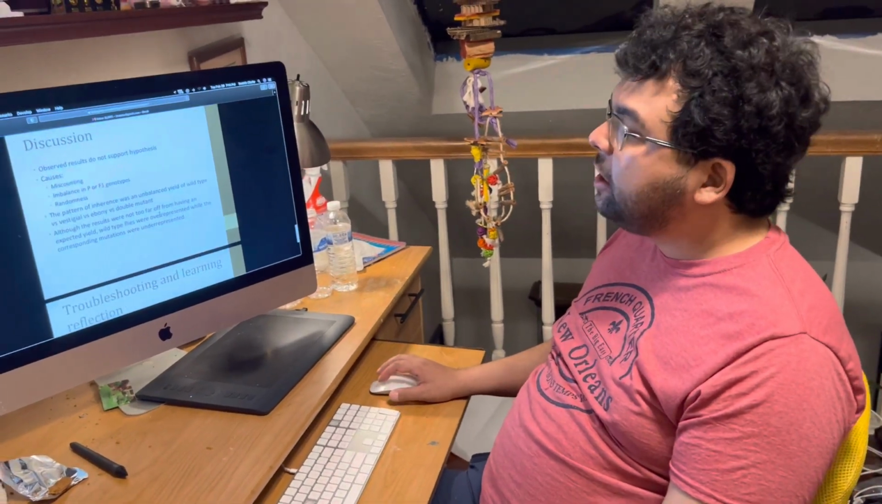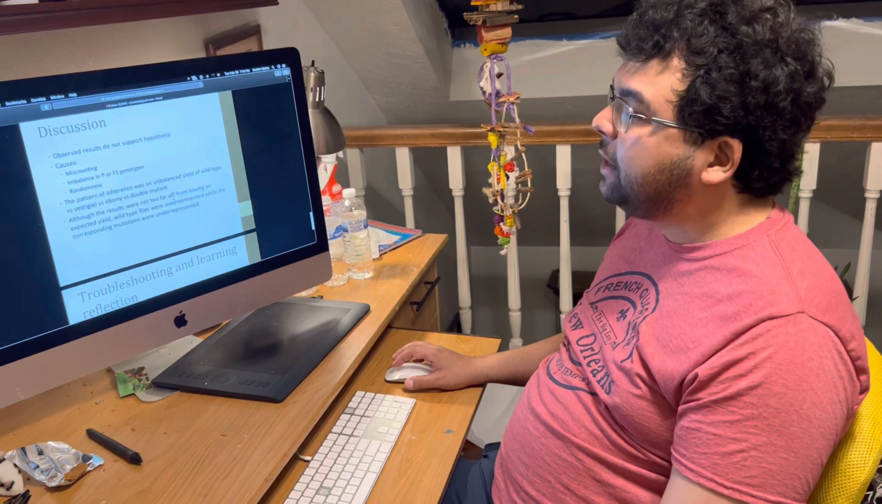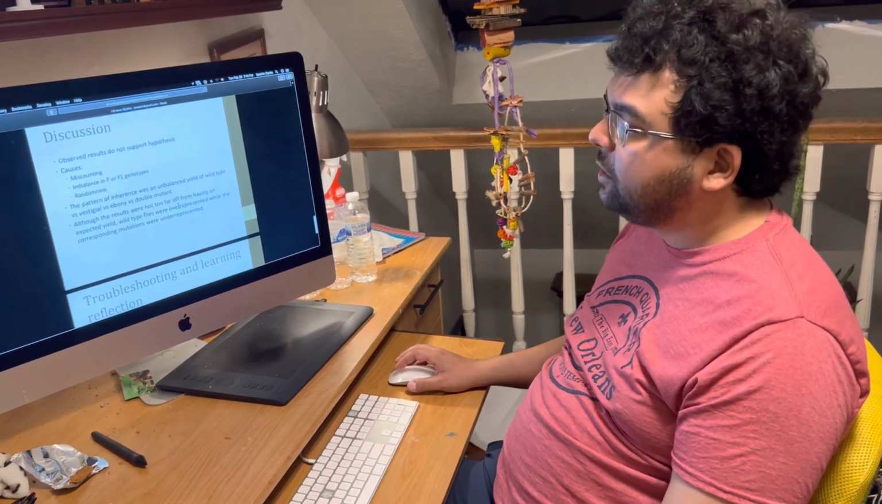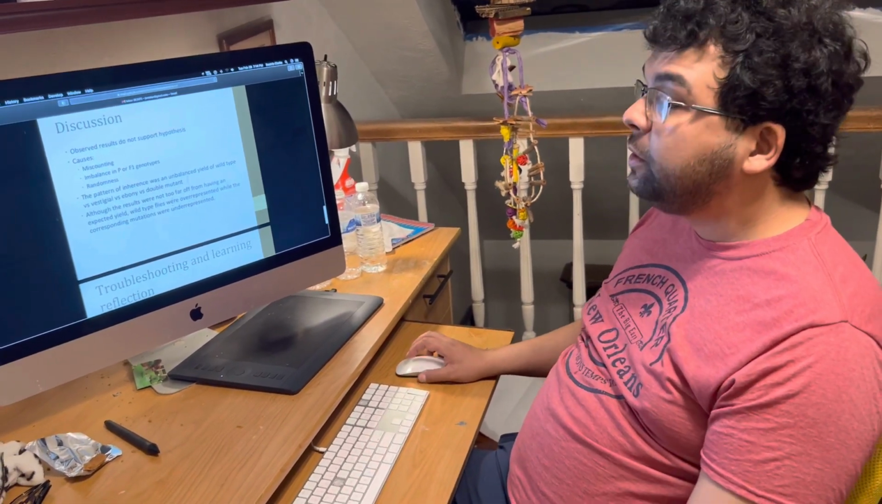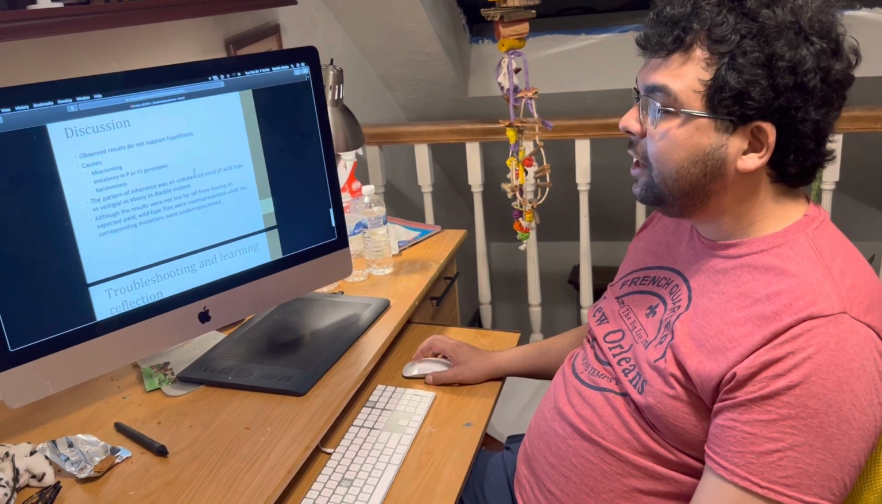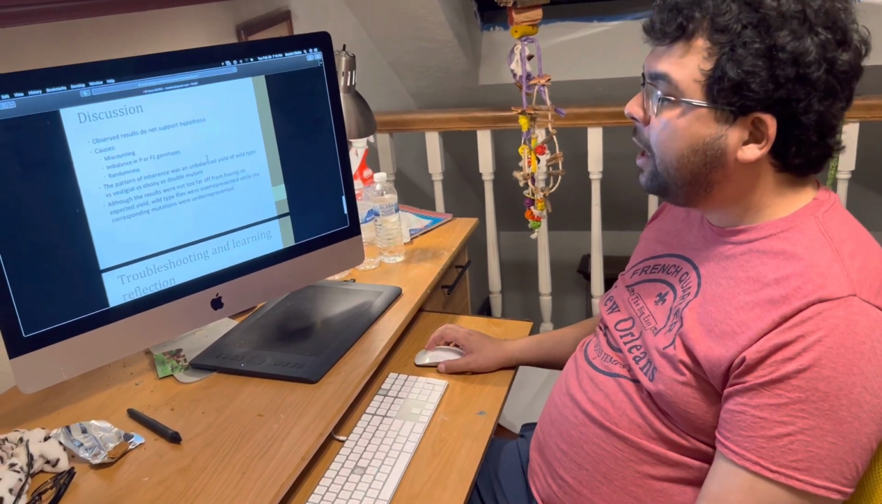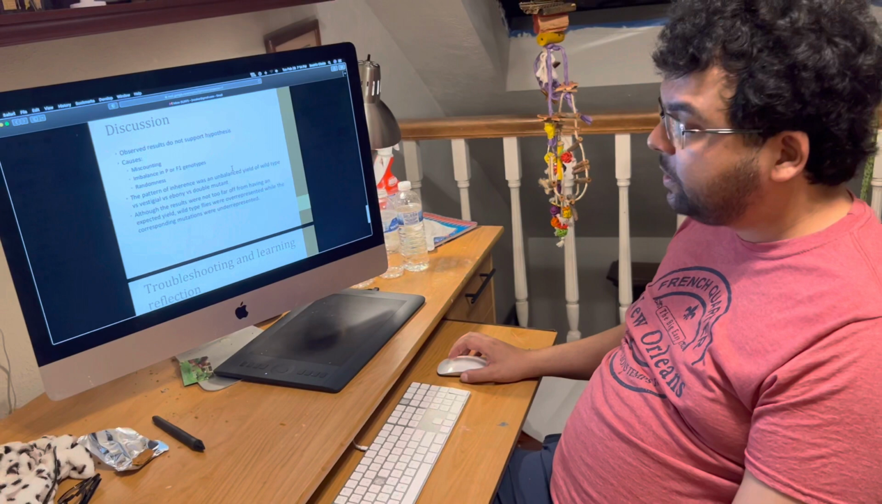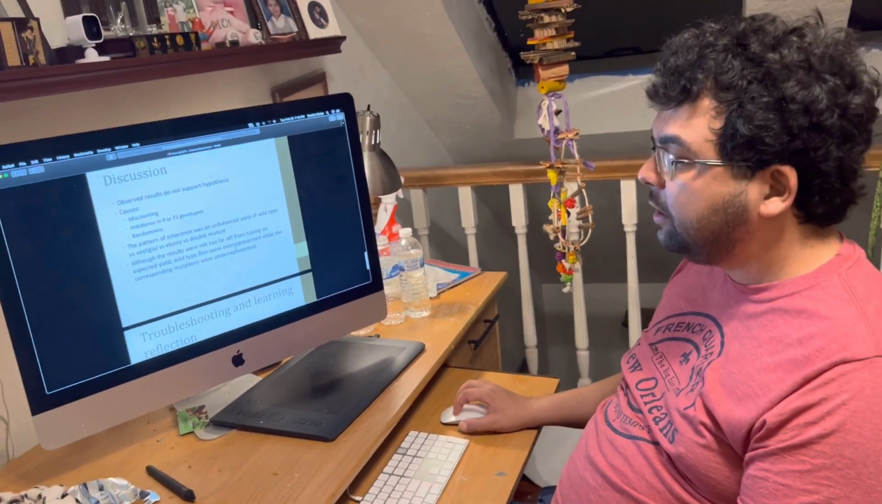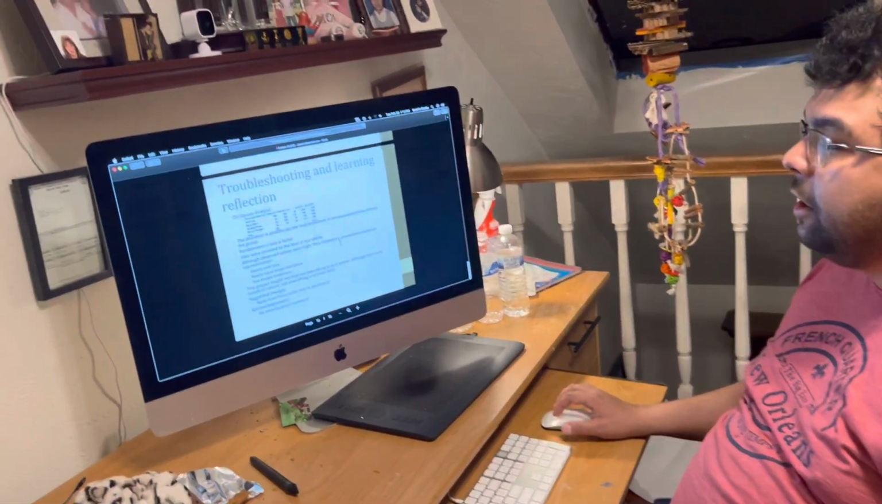This pattern of inheritance was an unbalanced yield of wild type versus vestigial versus ebony versus double mutant. Although the results were not too far off from having an expected yield, wild type flies were overrepresented while the corresponding mutations were underrepresented. Now, troubleshooting and learning reflection.